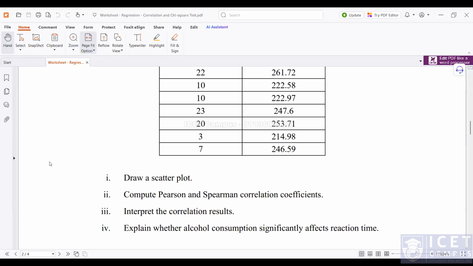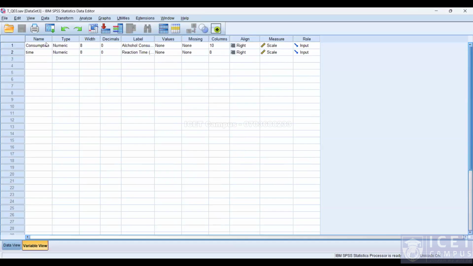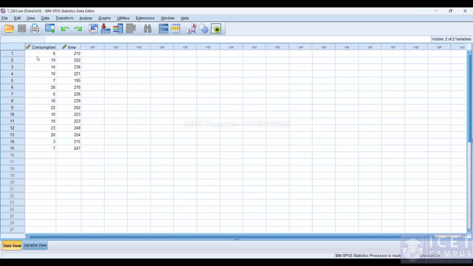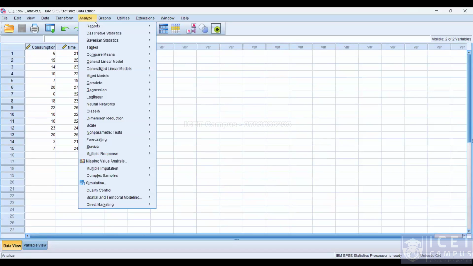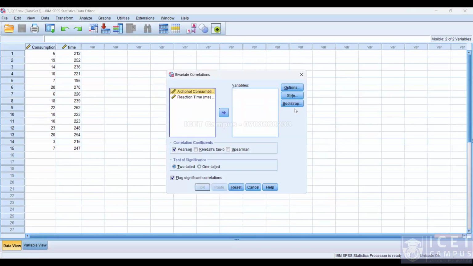So we can enter the data. In Variable View, consumption is numeric, time is also numeric. Then we can enter the data that was given in the table. Then we need to calculate the correlation. So Analyze, Correlate, Bivariate. Then the variables are these two. I need both Pearson and Spearman correlation.